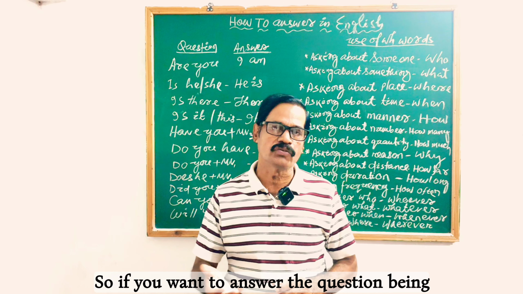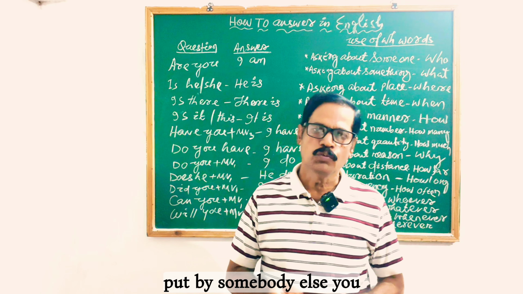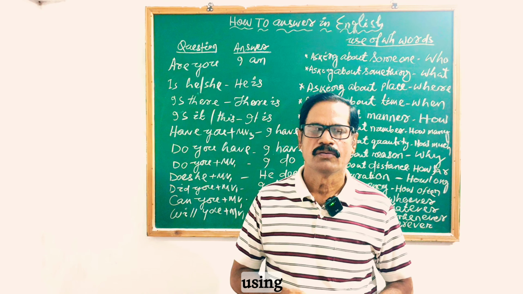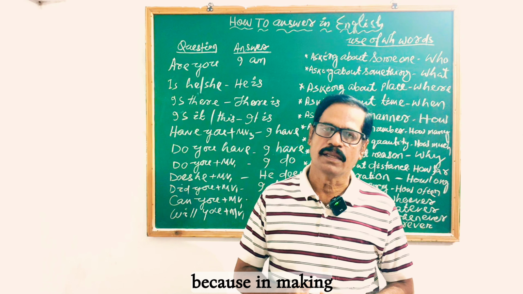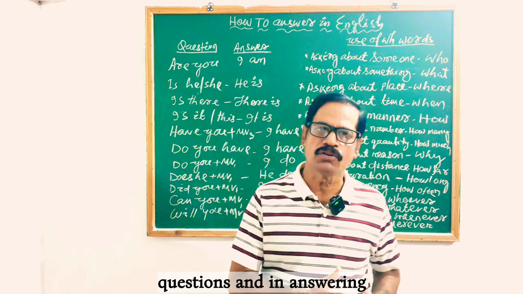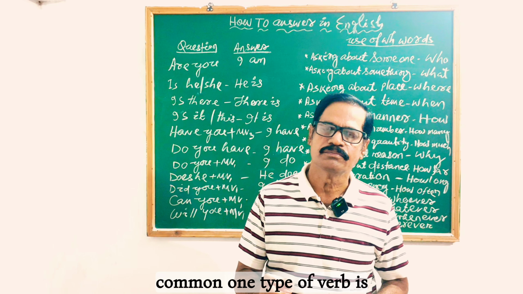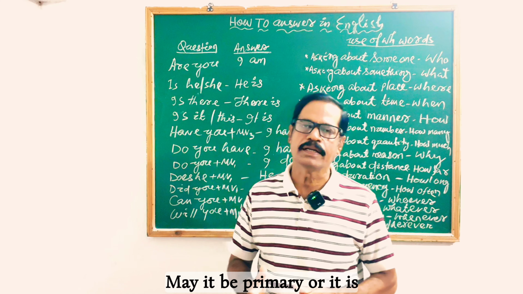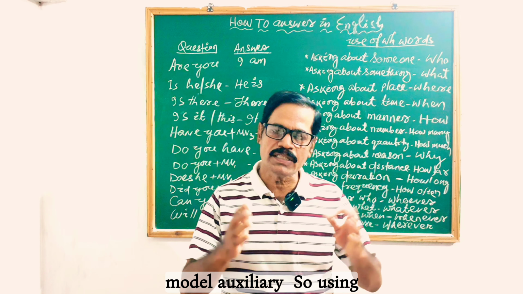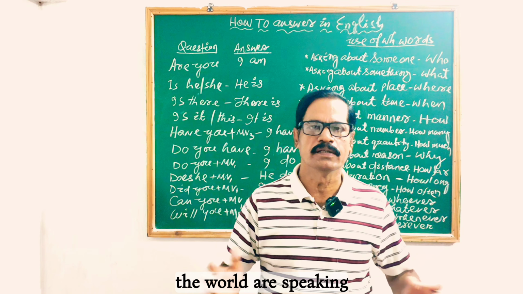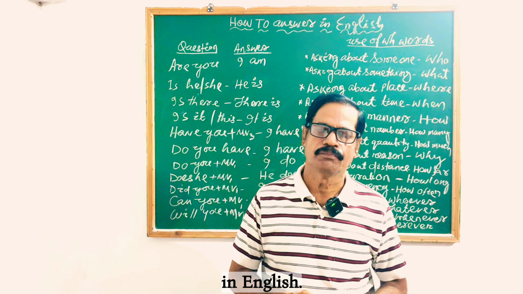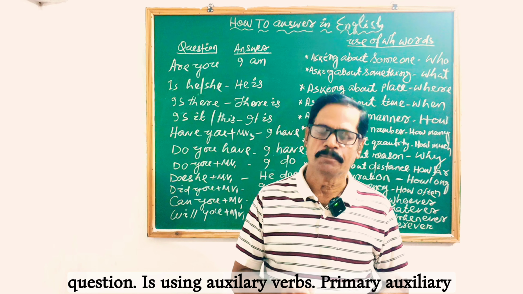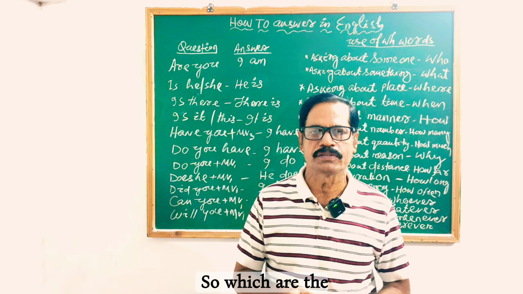So if you want to answer the question being put by somebody else, you must mark what auxiliary verb that person is using. Why? Because in making questions and in answering questions, one type of verb is common, that is the auxiliary verb, be it primary auxiliary or modal auxiliary. So using these two types of verbs, people all over the world are speaking in English. They are asking questions and replying to the questions using auxiliary verbs, primary auxiliaries and modal auxiliaries or modals.